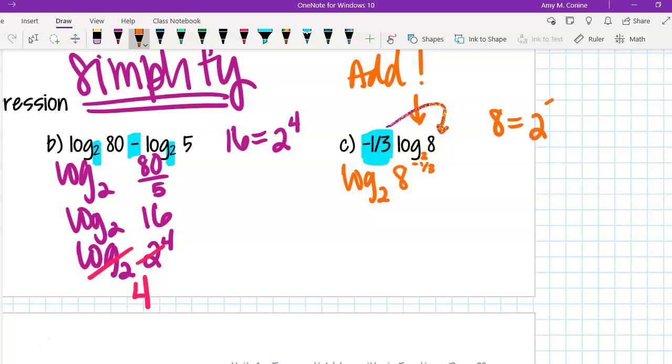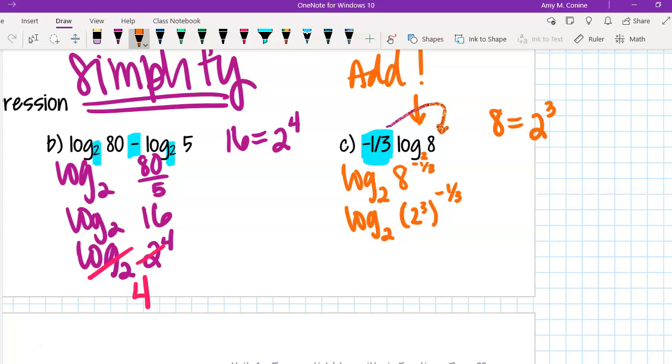8 can be converted to a base 2 because 2 to the 3rd does give me 8. This is something you do have to know. You have to be able to convert back and forth. So we're going to switch 8 to (2 to the 3rd) to the negative 1/3.